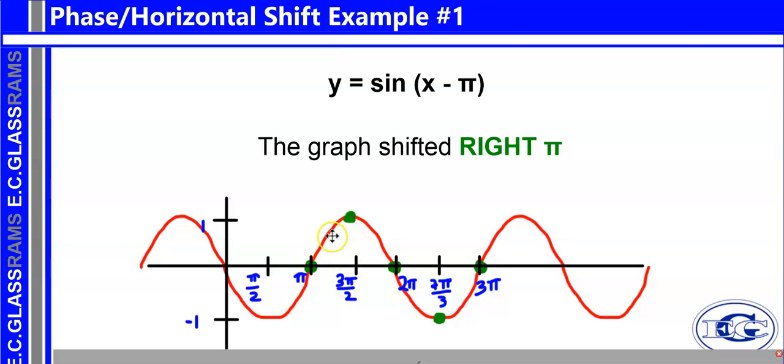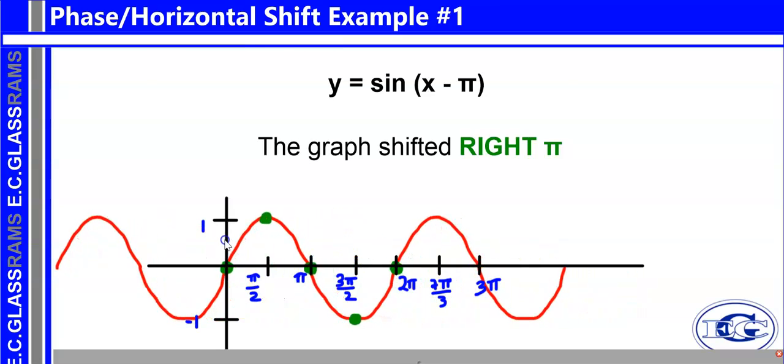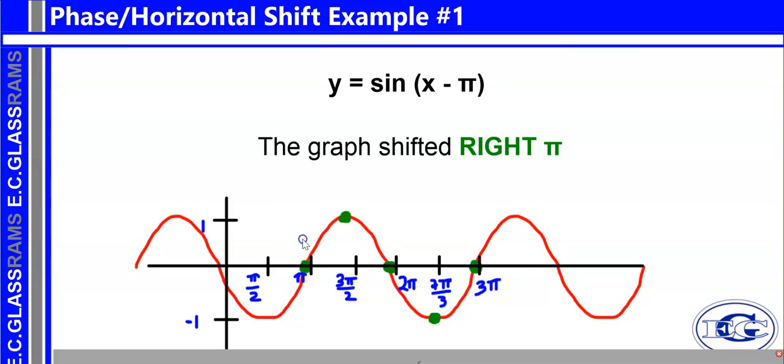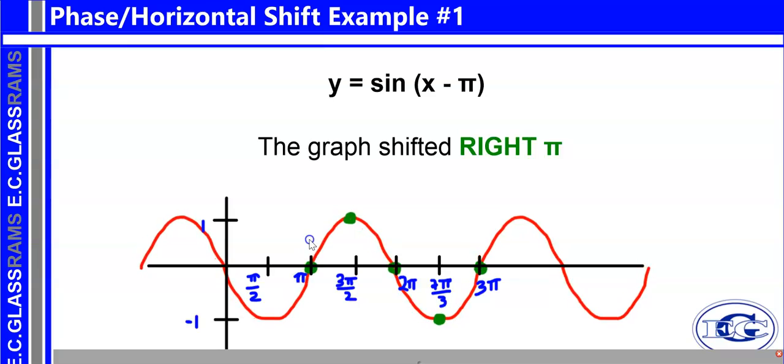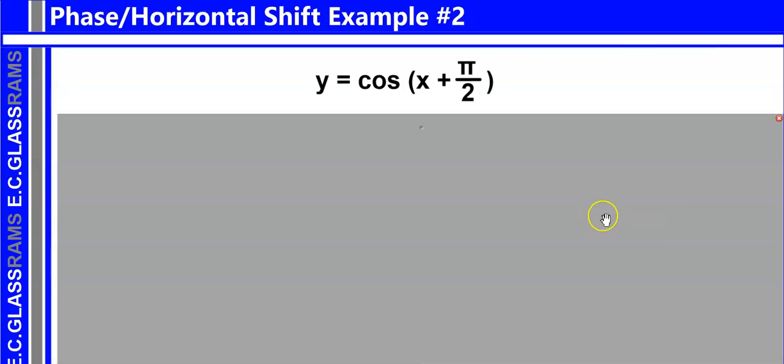But that's why it's good to start with the original first, then you shift it to whatever number it is after you find the critical key points. And notice that the critical key points are still the same. It makes that same alternating move. That's one complete cycle. But again, that's all you have to do to identify that the graph shifted right pi.